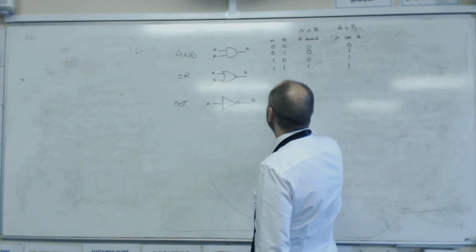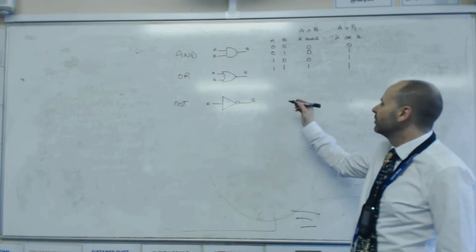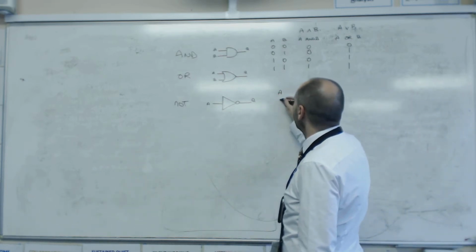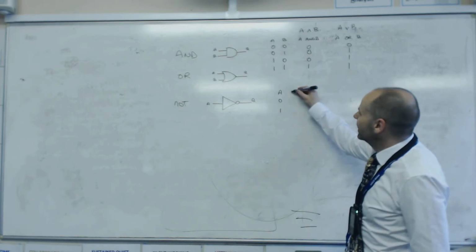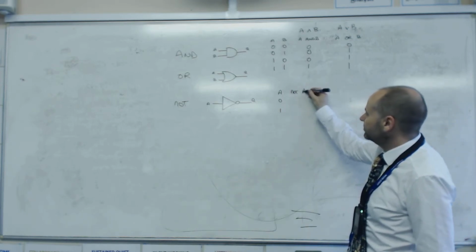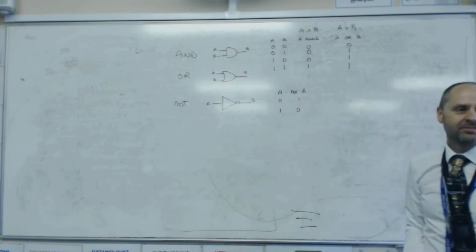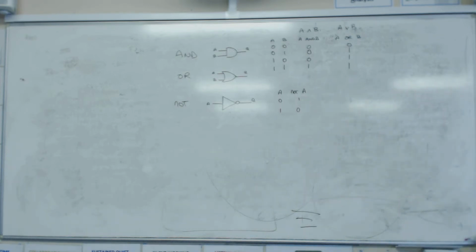So a truth table for that is ridiculously simple to do. We can input a 0 or a 1, and then we can say NOT, and that is just the opposite. Everyone's happy with that. That's the super simple one, isn't it?